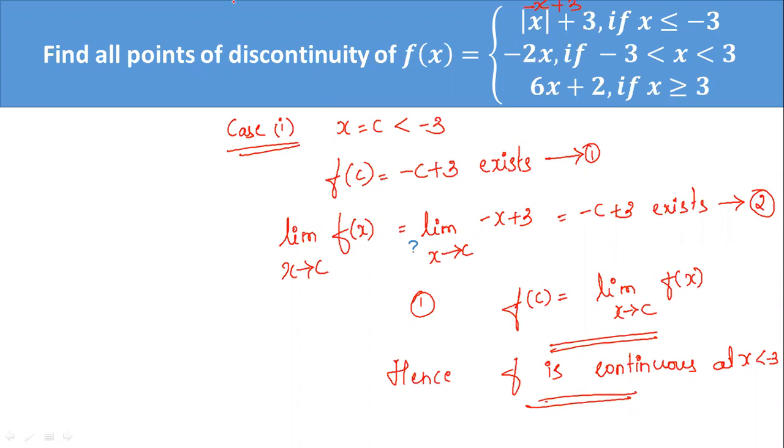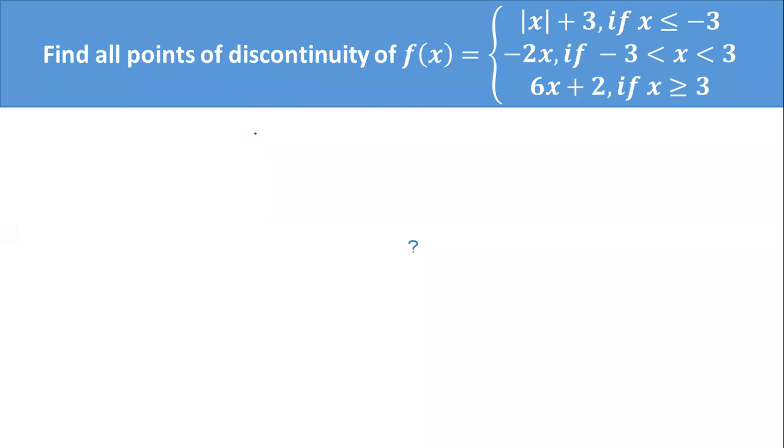Did everyone get the answer? Everyone have got the answer, right? Okay, so we'll go for the second case then. Second case, case 2.